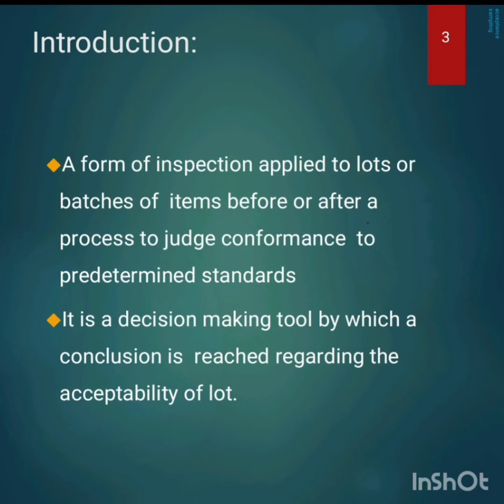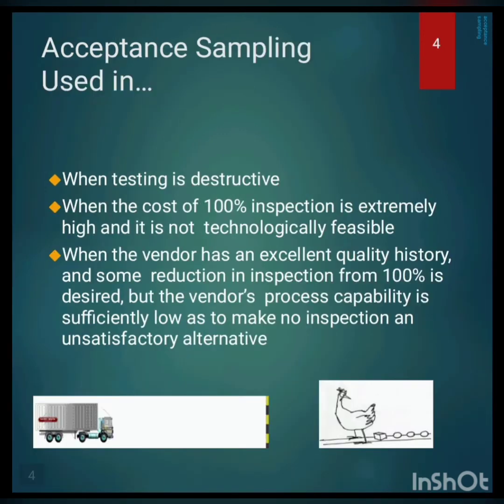In acceptance sampling, a sample from a lot is selected and tested for its quality. If it is up to the level of standard, the batch is accepted and moved to the further process or package. If it is not up to the level, the whole lot gets rejected.